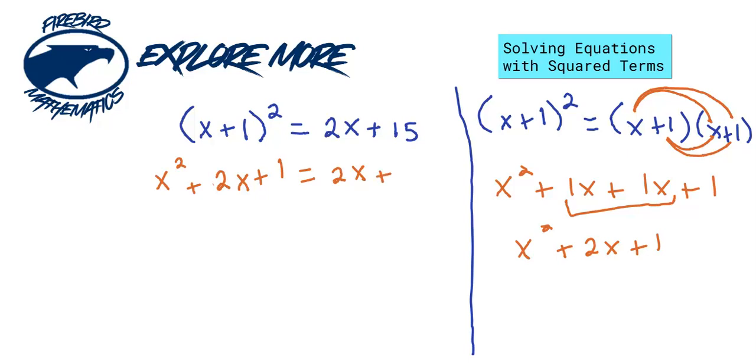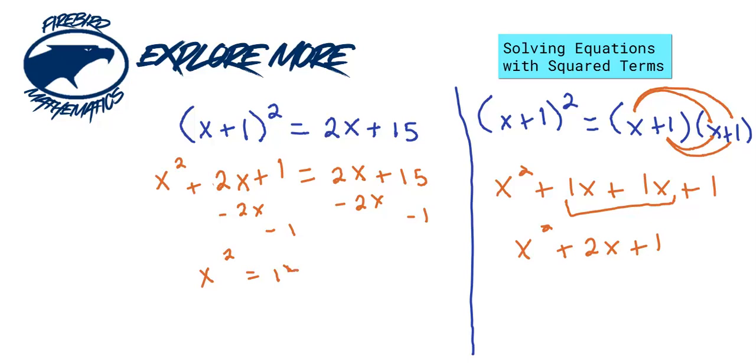Okay, so now I'm ready to try to solve the rest of this equation. So I got to get my x's on the same side. So I'm going to do a minus 2x on both sides. So that gets rid of my 2x's. 2x minus 2x is 0. And then I'm going to do a minus 1 on both sides. So I'm left with x squared equals 14.